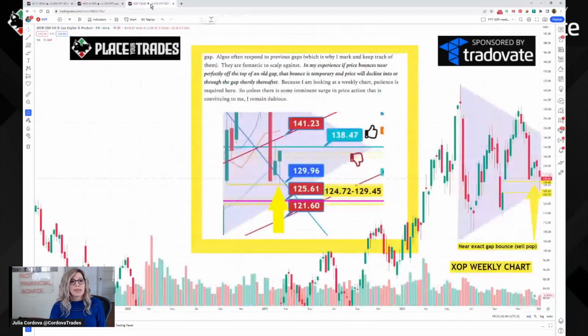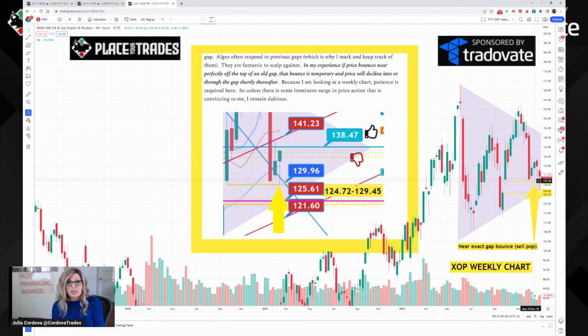Let me talk about my next setup. Okay, so this one is when you see an exact bounce or near exact. We're talking about within a couple pennies or so off the top of the gap. In my experience, when the gap is support but it bounces perfectly off the top, it almost always means that it's going to come back into that gap and at least do a partial gap fill.